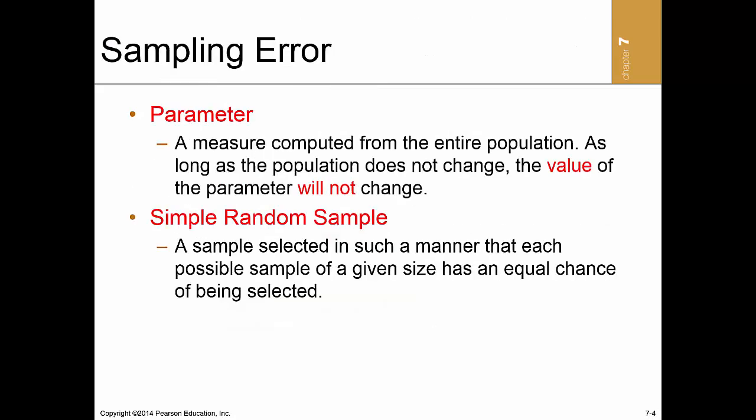Remember back to the difference between a parameter and a statistic. A parameter is a measure computed from the entire population. As long as the population does not change, the value of the parameter will not change. When we select a sample, we need it to be random. A simple random sample is a sample selected in such a manner that each possible sample of a given size has an equal chance of being selected.